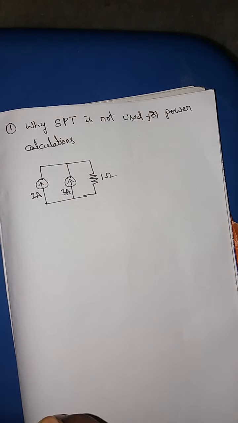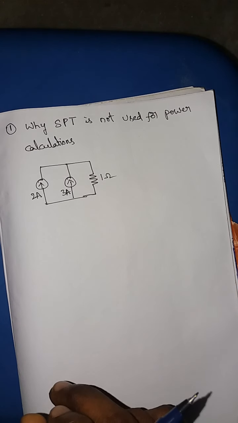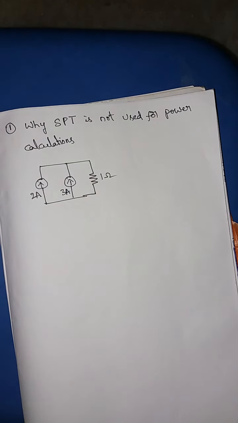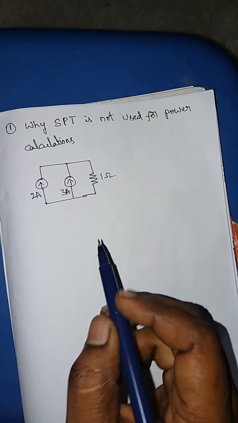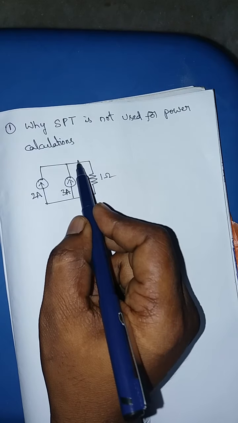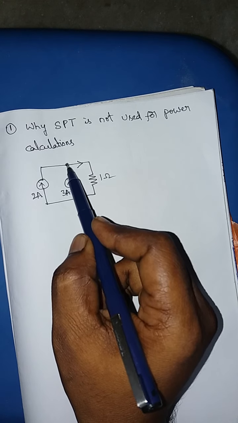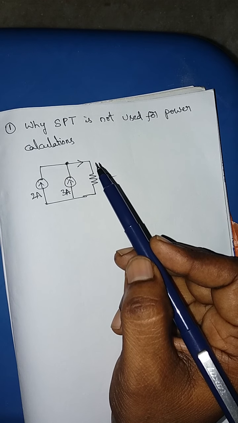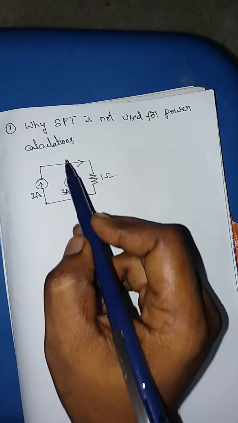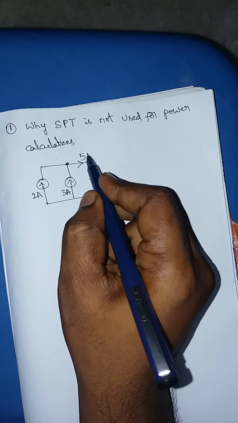Here our objective is to find the power absorbed by the resistor using the superposition theorem, and we need to verify it. First, let us find the power absorbed by the 1 ohm resistor directly. How much current is flowing here? 2 plus 3. If you apply KCL, the incoming current is equal to the outgoing current. Incoming currents are 2 and 3, therefore 5 amps is equal to 5 amps here also.